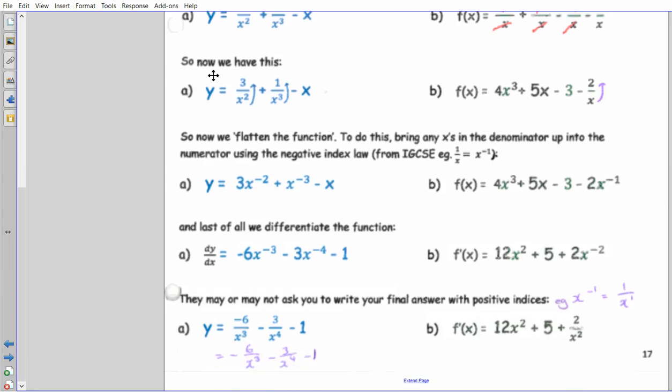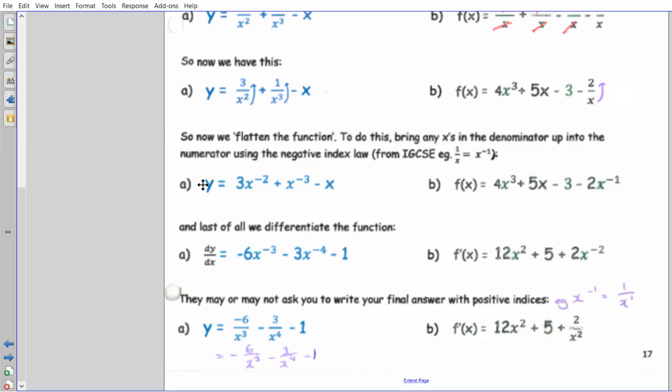Now notice it's flattened. Compared with this version, it looks like a flattened function. That's why I call this step flattening the function first, which you only do if there are x's in the denominator. Now that you've flattened the function, you can just do the calculus like normal.